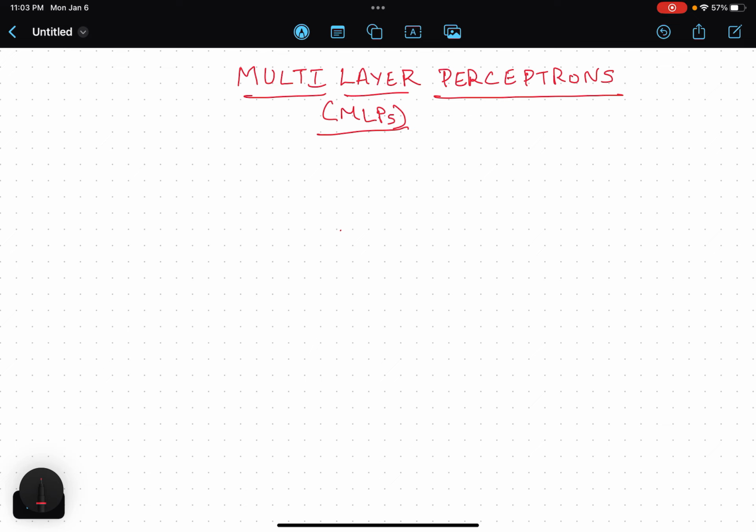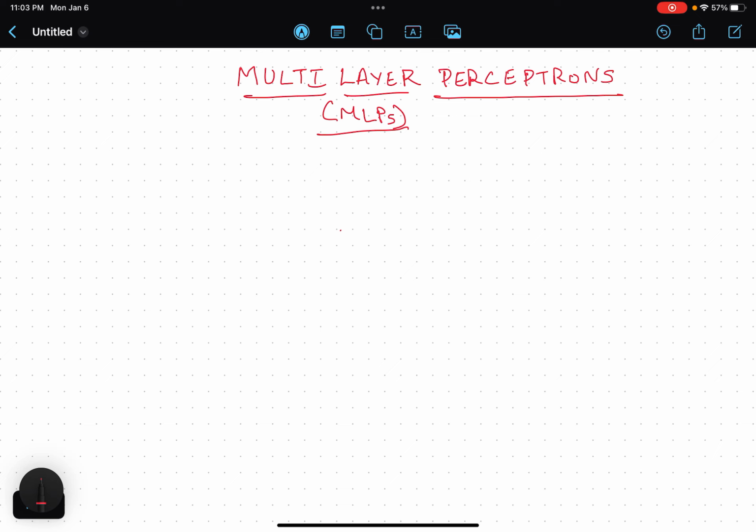Today, we will be talking about multi-layer perceptrons, also called MLPs. A multi-layer perceptron is essentially a feed-forward neural network with one or more hidden layers in them. It's made up of layers of neurons, also called perceptrons, where each perceptron takes an input, multiplies it by a weight and adds a bias to it.